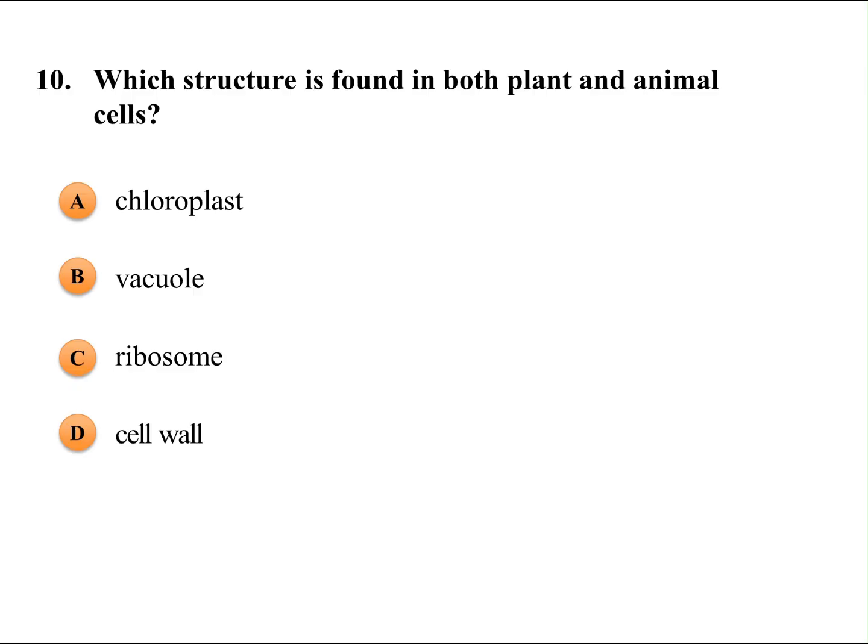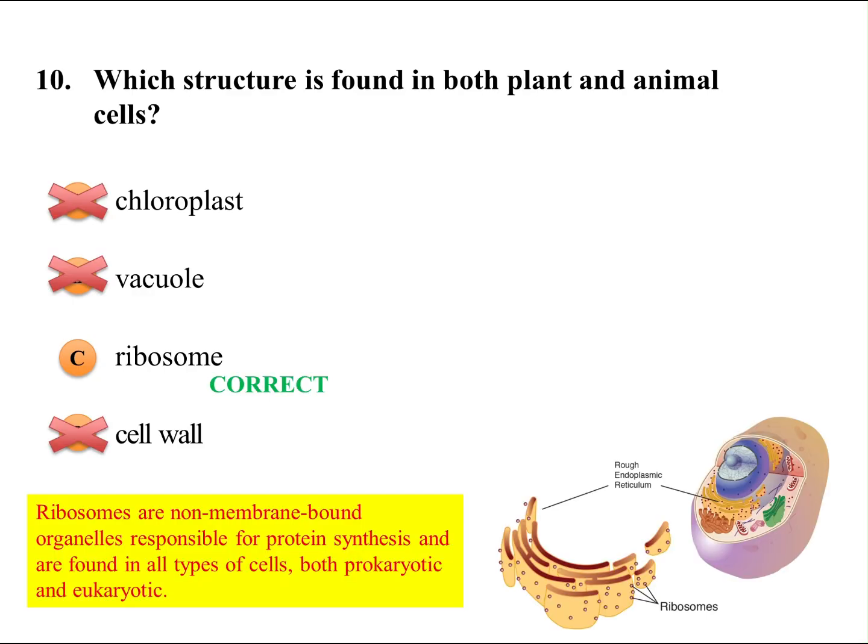Which structure is found in both plant and animal cells? The answer is ribosome. And ribosomes are non-membrane bound organelles responsible for protein synthesis and are found in all types of cells, both prokaryotic and eukaryotic.